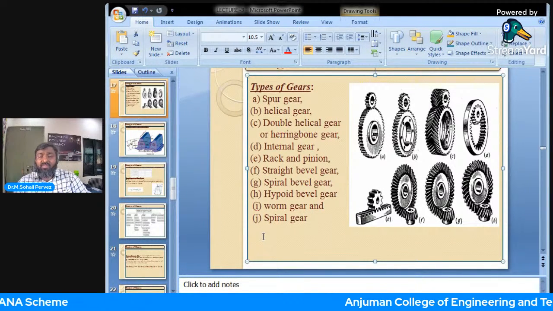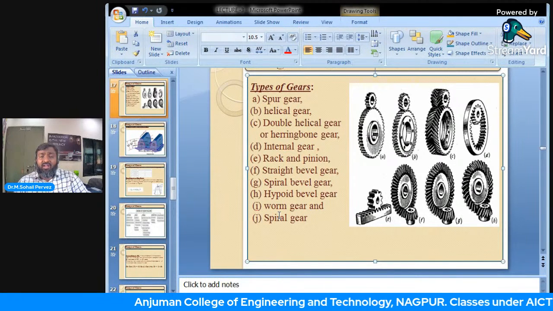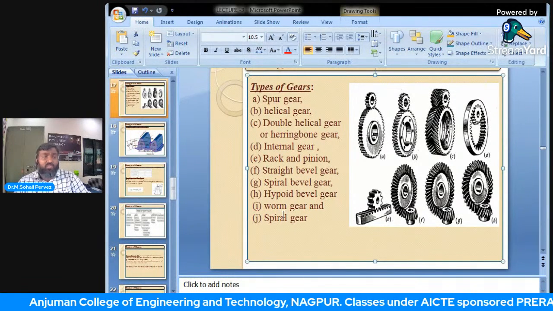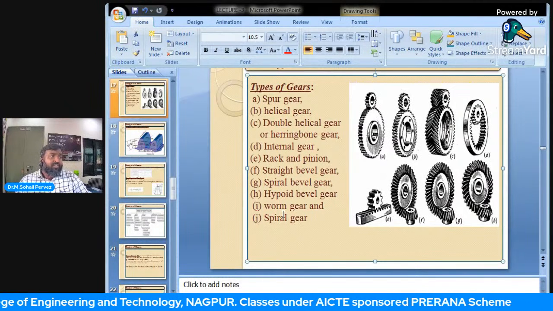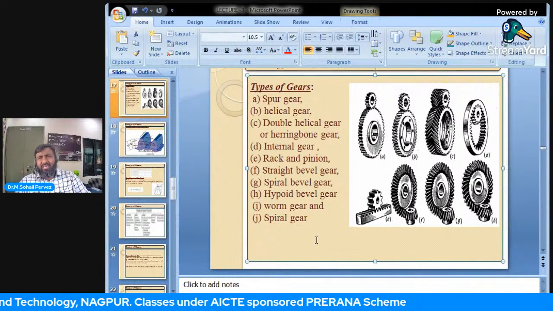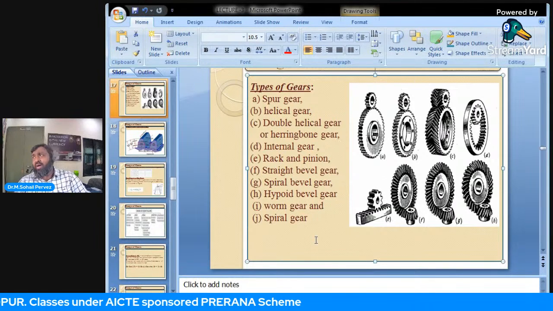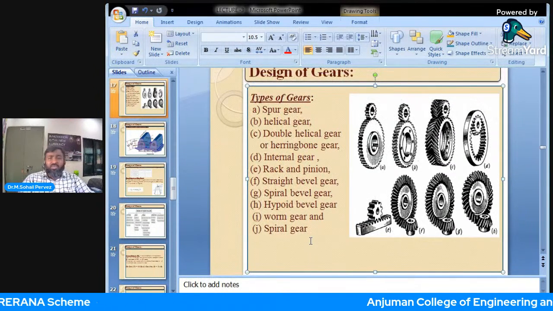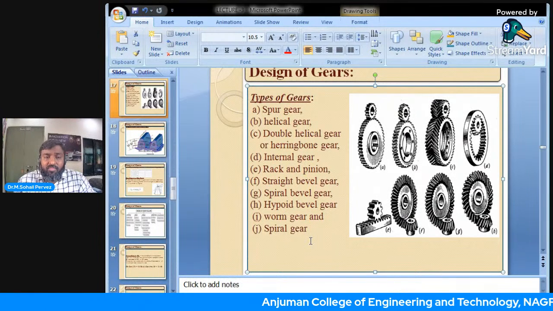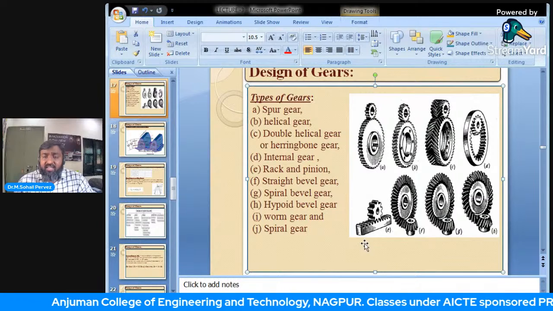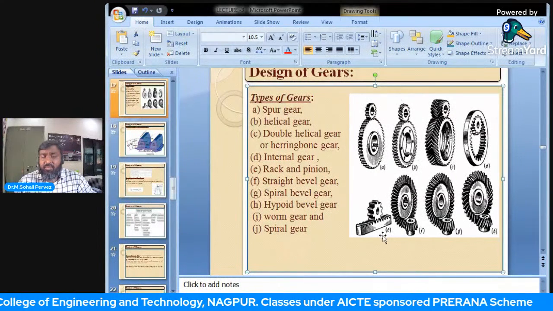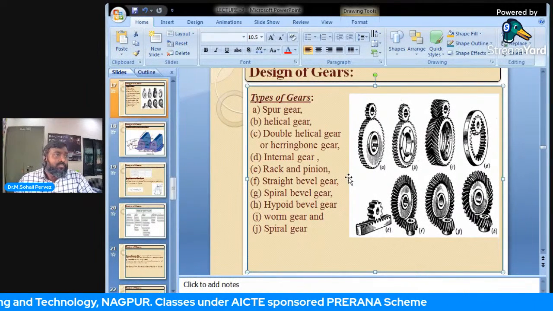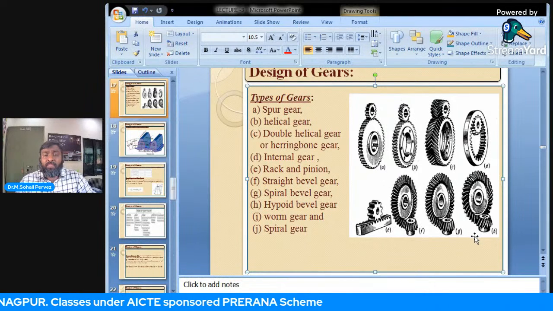Next is worm and worm gear, and then spiral gear. We will see worm and worm gear in detail, wherein a gear is run by a number of threads, say 1, 2, or 3. We'll discuss it later on, but this is a very important slide, wherein all the different types of gear pairs are there, along with their orientation.